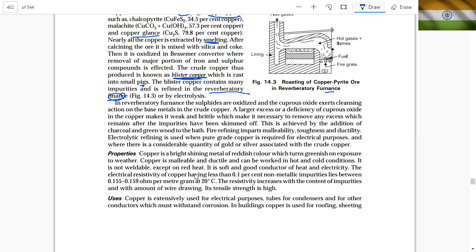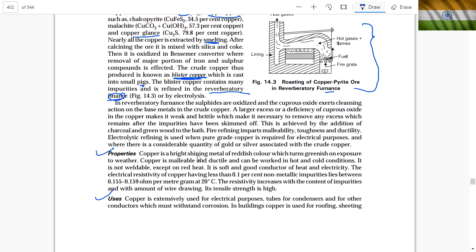We are not going into much detail of these processes. We are concerned about the properties and its use. What are the properties and where we will use this particular material. So we just know briefly how it is derived, how you are processing these particular metals.